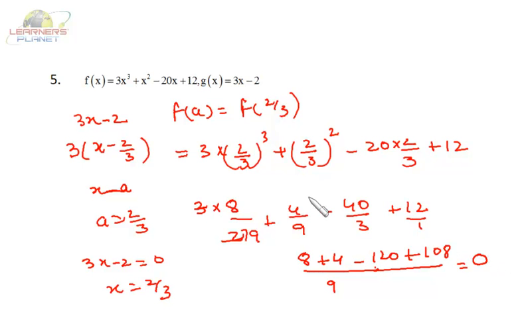That means if I put x as 2 by 3, I'm getting the value of this expression as 0. So further I can say 3x minus 2 is a factor of 3x cube plus x square minus 20x plus 12. If I didn't get 0, then 3x minus 2 is not a factor of this expression. Okay, so I hope you are getting my point.